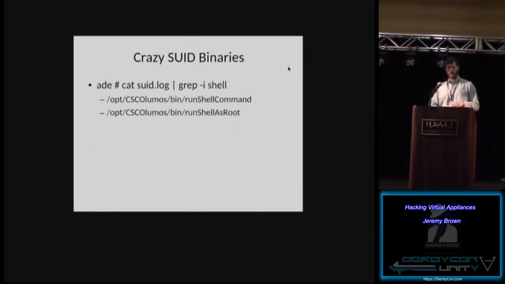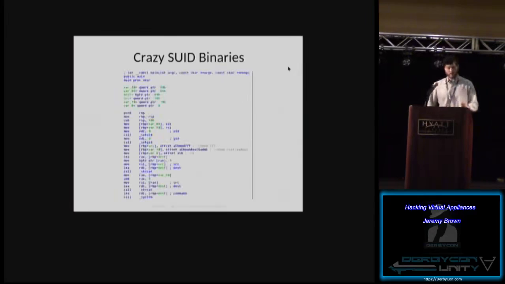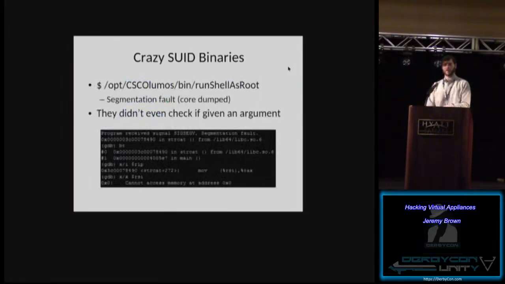If you just grep for shell under the names of these commands, there are two commands named run shell command and run shell as root. These are SUID. They do what their name suggests. I know you can't read this, but I wanted to give you a picture of the disassembly so you can see what the code looks like as it's running the shell. I'm not trying to bash on developers, but this is poorly written. If you don't give it an argument, they don't even check if there's an argument given. They really don't expect anyone to run this, because if you just run it trying to get the help options, it will segfault at a null pointer. It's like, you didn't even check to see if I gave you an argument. That adds to the code quality of what we're going to expect coming forward.